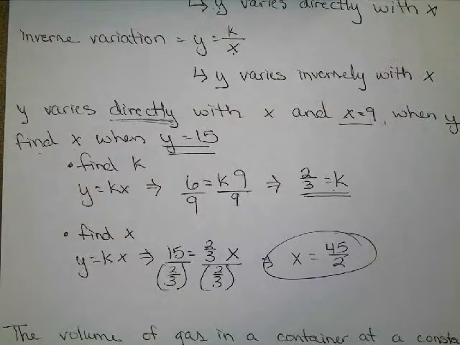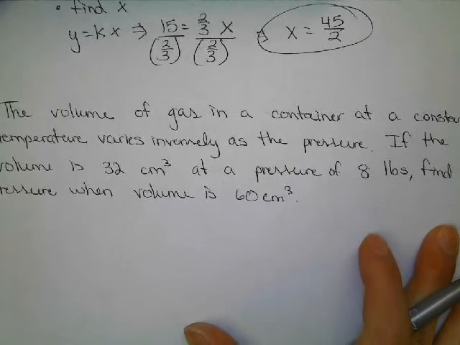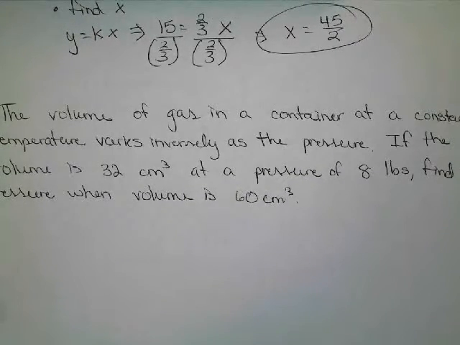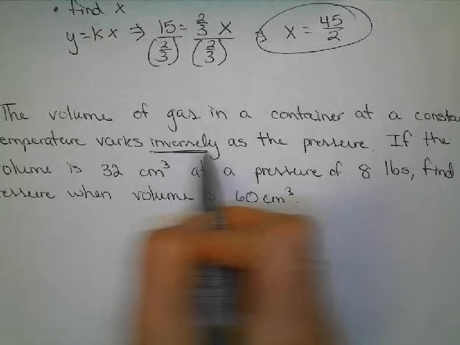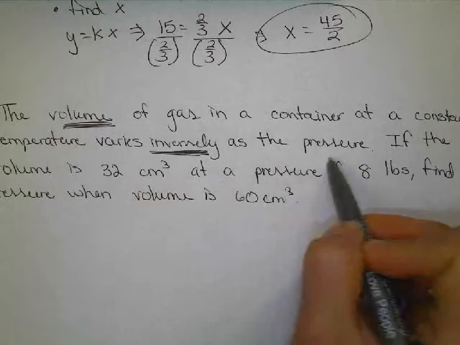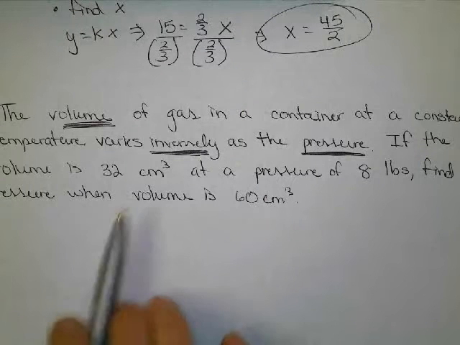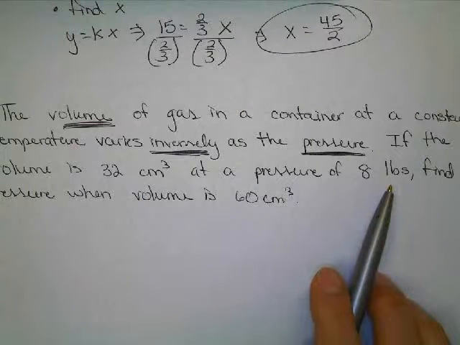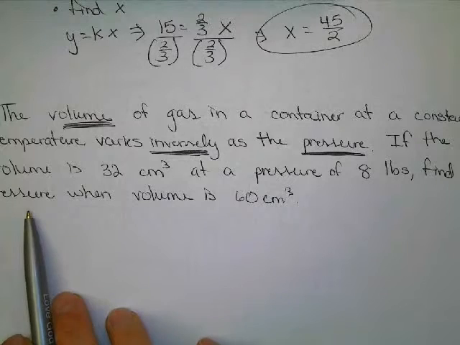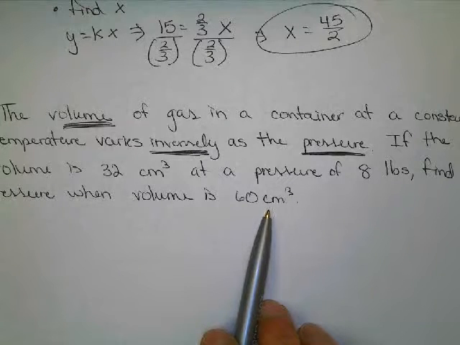And that's it. Let's do a story problem. So we have a problem here where the volume of a gas in a container at a constant temperature varies inversely. So the volume varies inversely as the pressure. Those are the keywords we're looking at. So if the volume is 32 cubic centimeters at a pressure of 8 pounds, we need to find the pressure when the volume is 60 centimeters cubed.